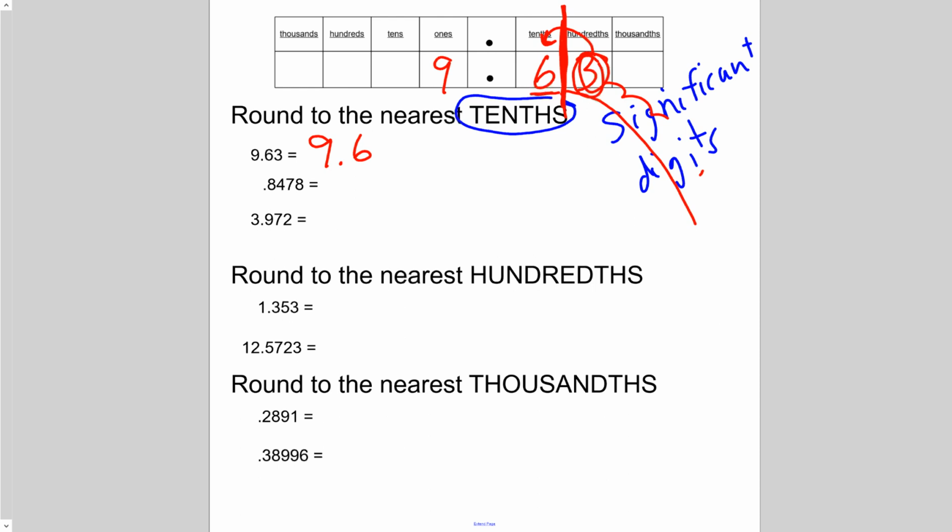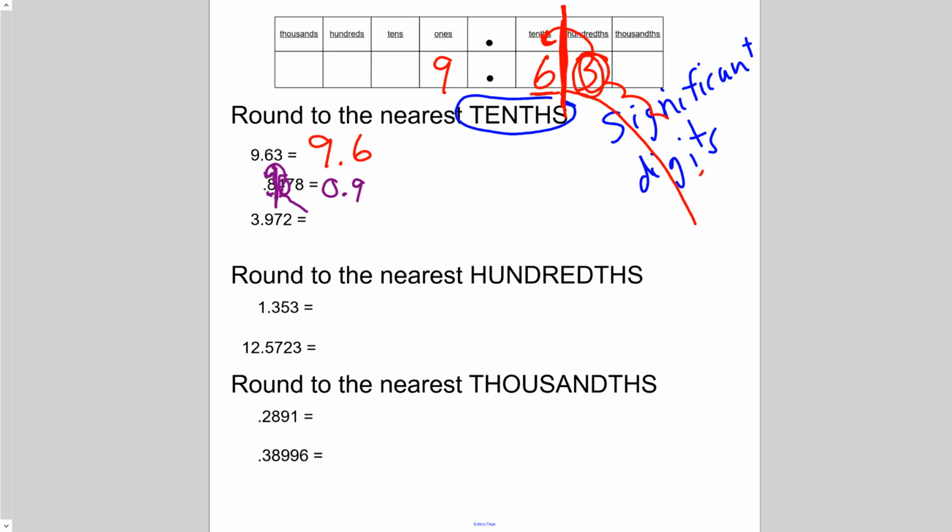Let me show you how to do it without the place value chart. So if I have 8,478 10,000ths, again, if I'm rounding to the nearest tenths place, I'm just going to construct a little wall here. That 4 is going to tell me what to do. The 4 tells the 8 to round up. So this is going to become 0.9 or 9/10, because these are going to just roll away.